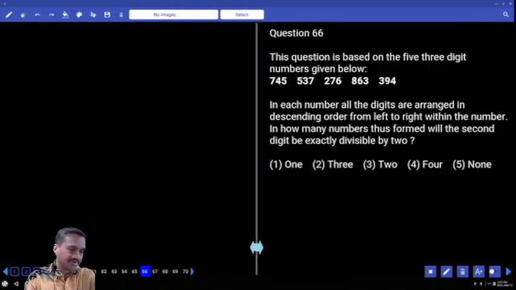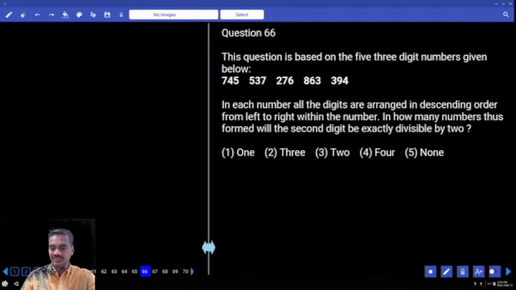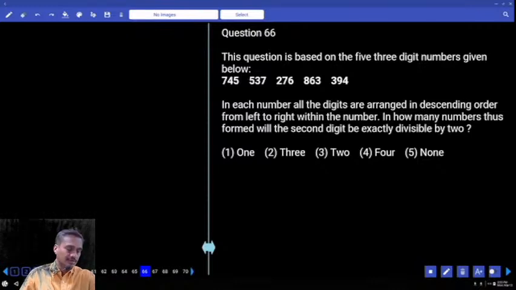Now paper number 40. RBI Clerk Prelim, paper number 40, reasoning, question number 66 to 100. Now first, 66 to 70.